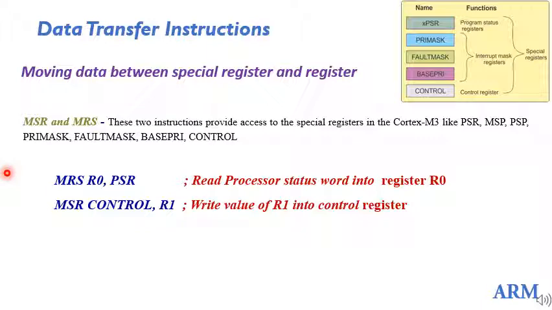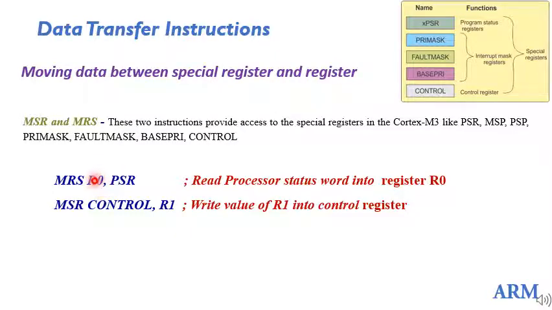So MRS R0, PSR. This is to read the processor status word into register R0. When I say PSR, it means the combined program status register. All the three combined together as a 32-bit register, that is APSR, IPSR and EPSR, all combined into a single PSR. So this instruction will read the processor status word, the 32-bit value, and copy this value into the register R0.